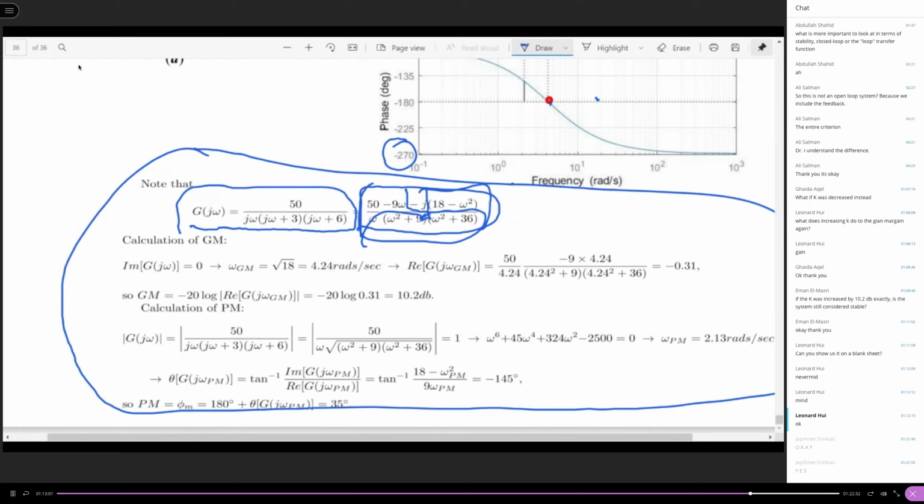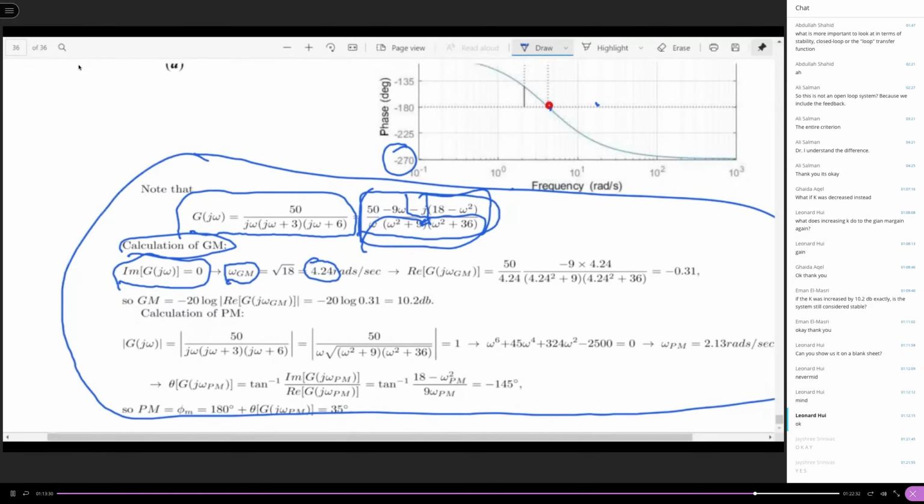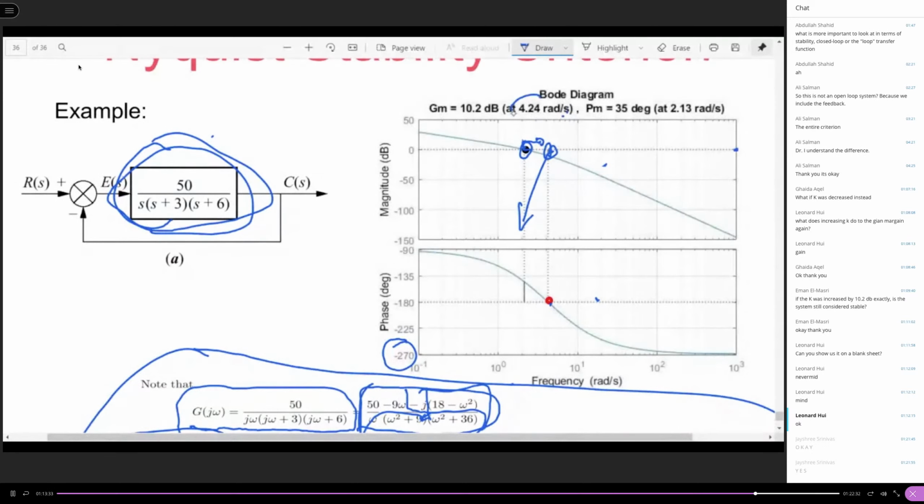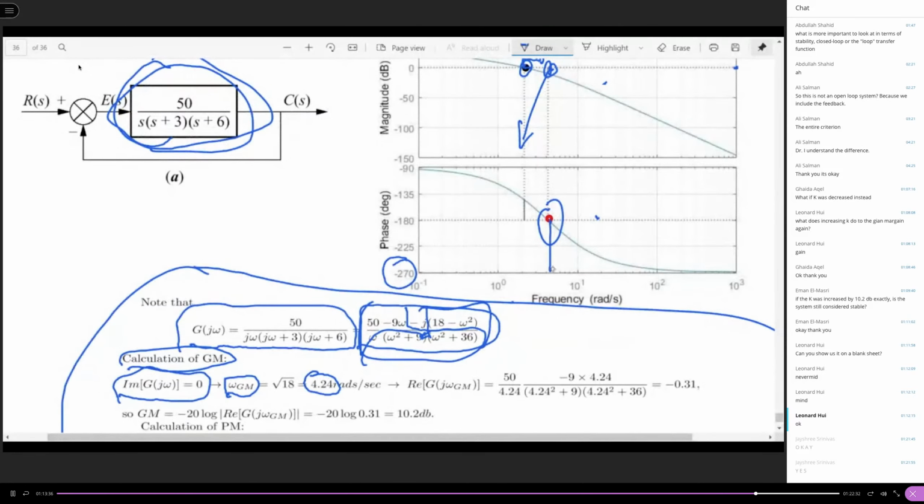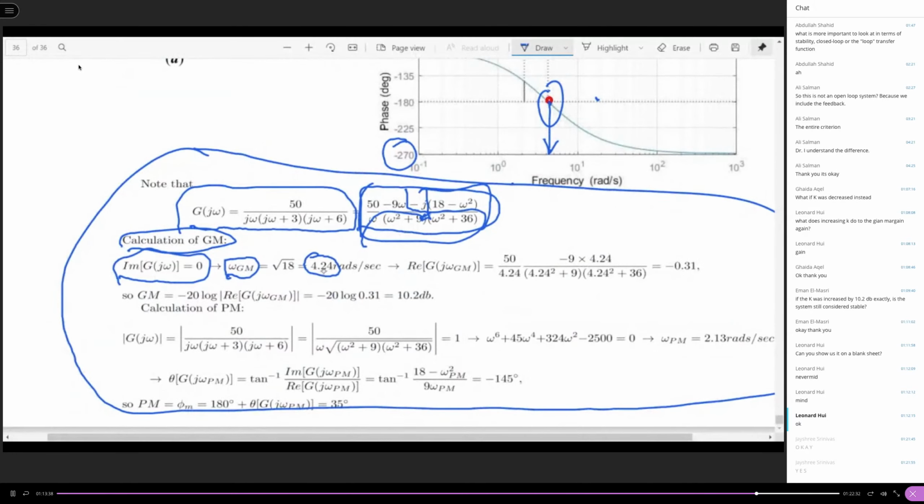Then you set up the imaginary part to calculate the gain margin according to that procedure. You set the imaginary part to be 0, so that this part is 0. Forget about the denominator, only the numerator being 0 is good enough. So you can easily solve for the gain margin crossover frequency. It's going to be equal to the square root of 18, which is 4.24 rad/s. You can easily calculate the gain margin crossover frequency.